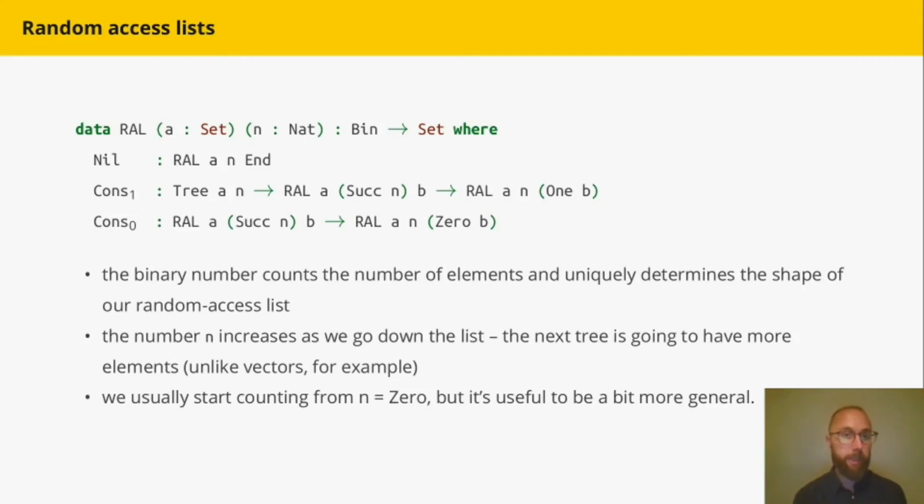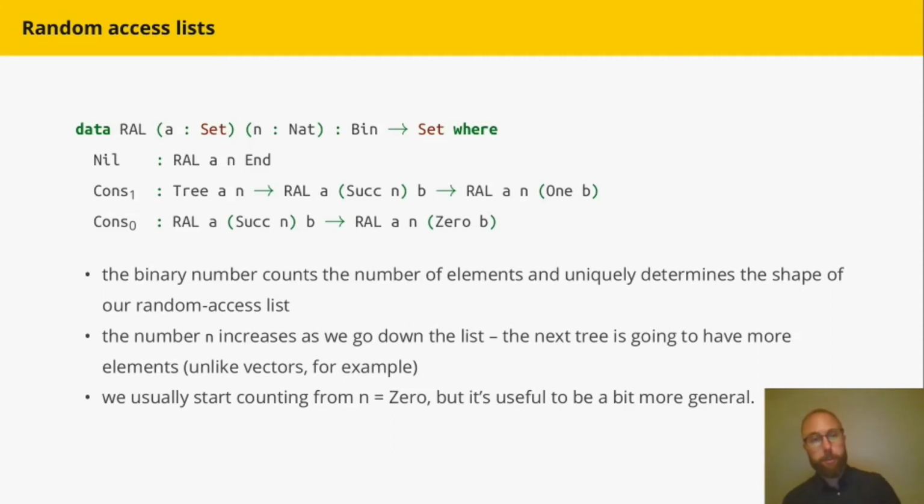So nil is the end of the list, and corresponds to the empty binary word. If the binary number starts with a 1, we have a tree of depth n and a tail which has the shape of the remainder of the binary word. And if the binary word starts with a 0, then we have no tree, but we have the tail of the random access list that we might still have. So the binary number counts the number of elements and determines the shape of our random access list.